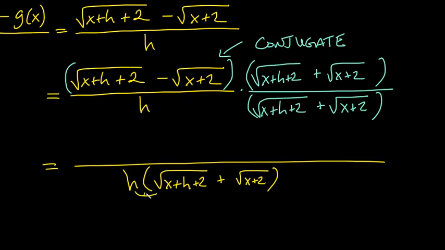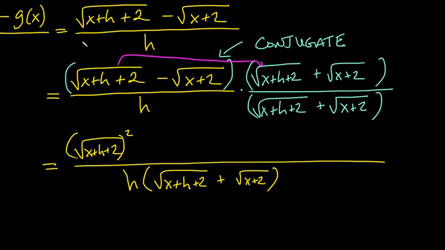And yes, I could distribute the h, but let's hold off on that. Instead, we're going to have to multiply out the numerator here, right? We're going to have to FOIL the numerator. So we multiply the square root of x plus h plus 2 times itself. When you multiply a square root times itself, you just square it. And that gets rid of the square root.